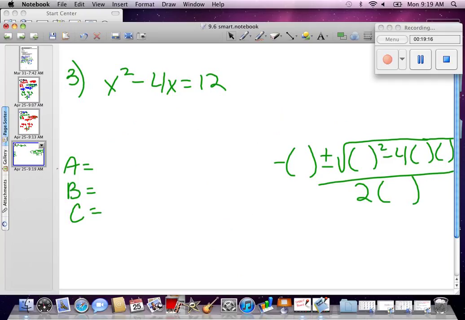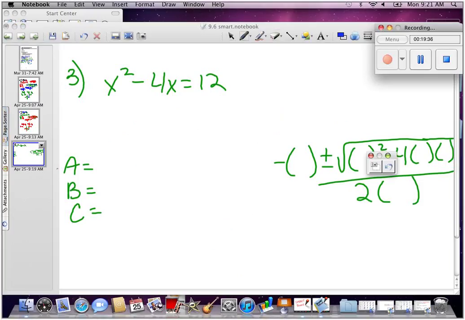Standard form, let's go. Standard form means you have A, B, and C. Okay, how do I get this in standard form? Cade. -12, is that what you said? Okay, good. -12 from both sides. So can you tell me what the standard form should read?